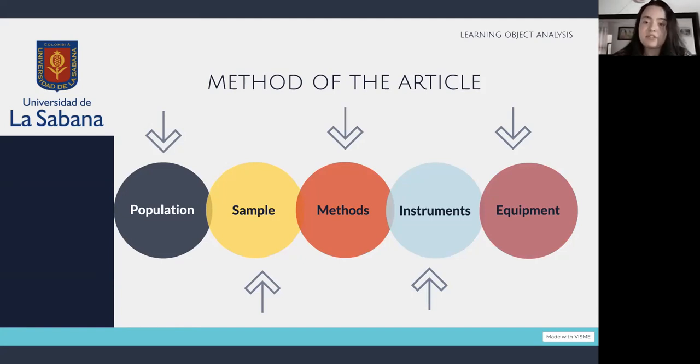The methods used in this study were quantitative, qualitative, and mixed methodologies. The data were collected by means of questionnaires, interviews, classroom observations, e-learning diaries, and the training course. And finally, the equipment used were computers, internet, and course books.